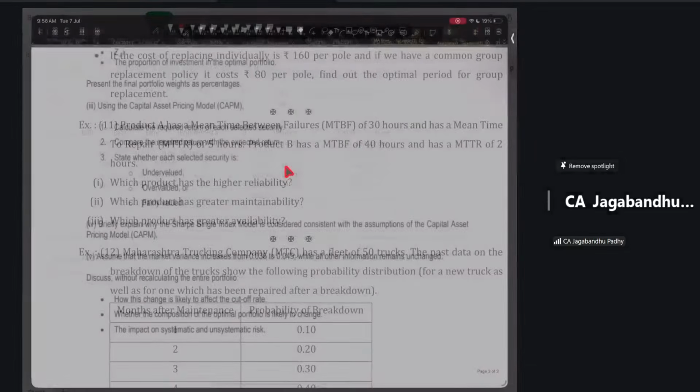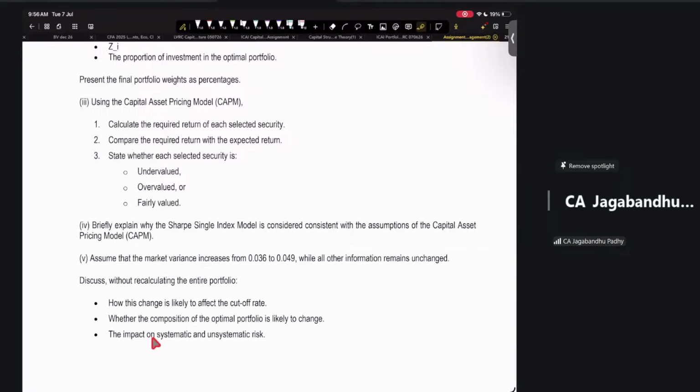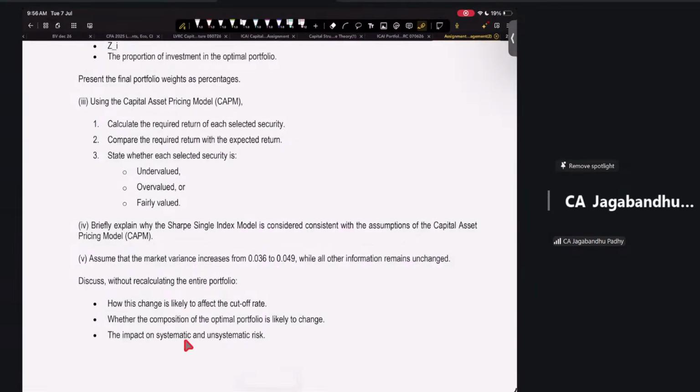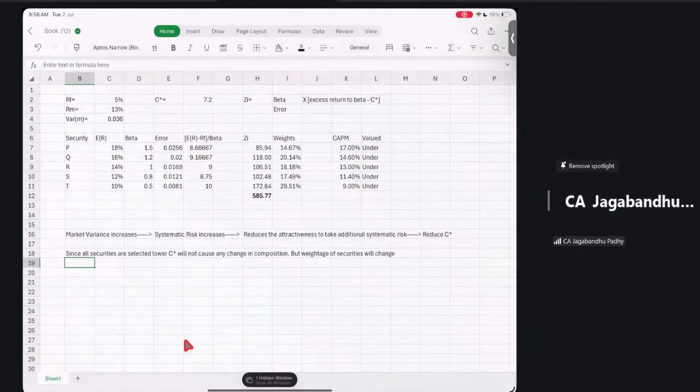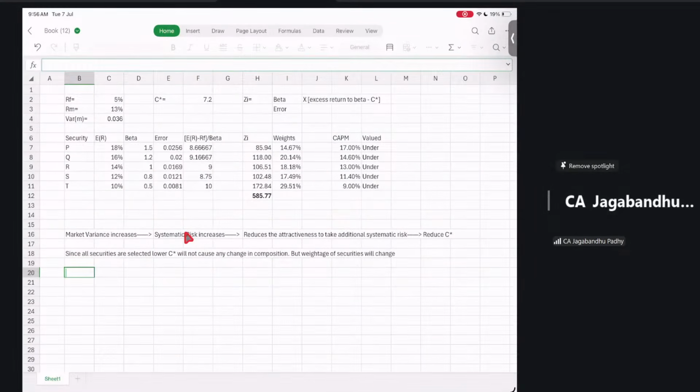Then the impact on systematic and unsystematic risk. What will be the impact of increase in market variance on systematic and unsystematic risk? As we discussed already, systematic risk is going to increase, right? And unsystematic risk is not going to change, because that is related to the individual securities. So systematic risk will increase, because as we have already discussed, market variance increases, systematic risk is increasing.